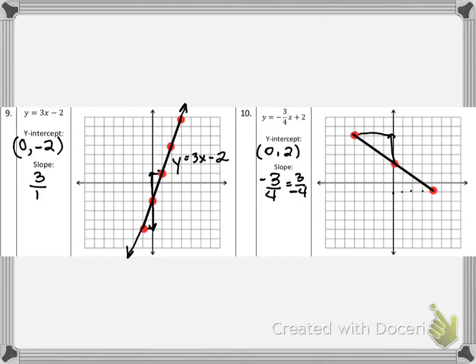Again, we can connect these with a line, making sure that this line extends across the whole graph, and then labeling this line negative 3/4 x plus 2. And that's it.